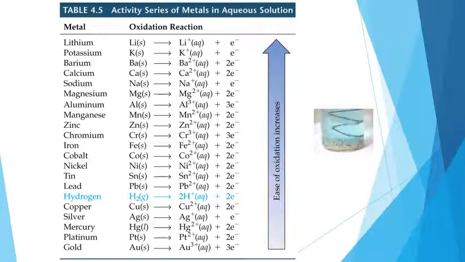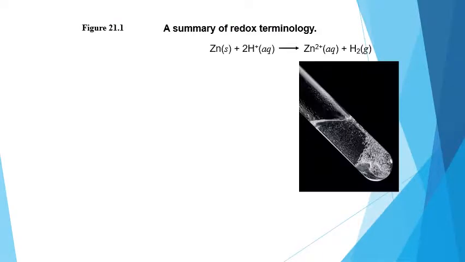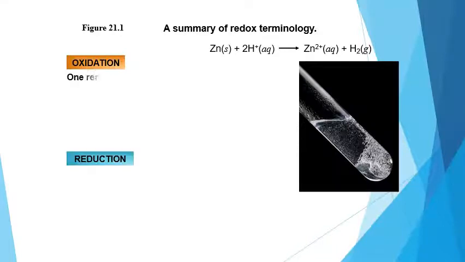So this is an example of the activity series of metal. Take note that when we have an oxidation reaction, we have electrons situated at the right portion, but when we have our reduction reaction, we have electrons situated at the reactant portion. So this is a summary of redox terminology for oxidation, for reduction. So in oxidation, one reactant loses electrons.